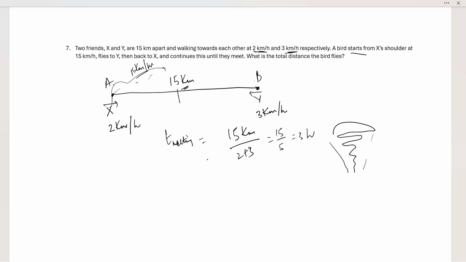This is 3 hours. So for 3 hours, the bird goes from here to here to here, like this, like this. It zigzags, goes back and forth. You know the speed of bird, 15 kilometers per hour. अभी दे रहे हैं. So 15 into 3, distance traveled by bird is equal to 3 into 15 is equal to 45 kilometers.